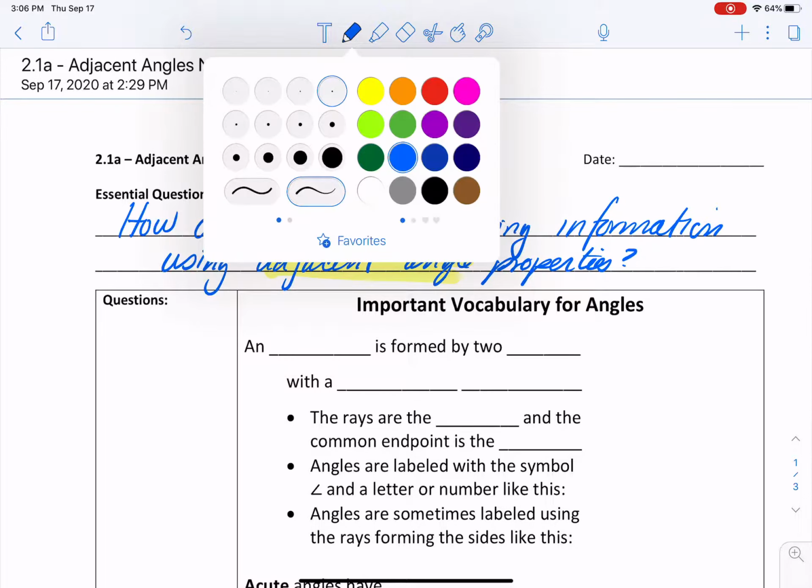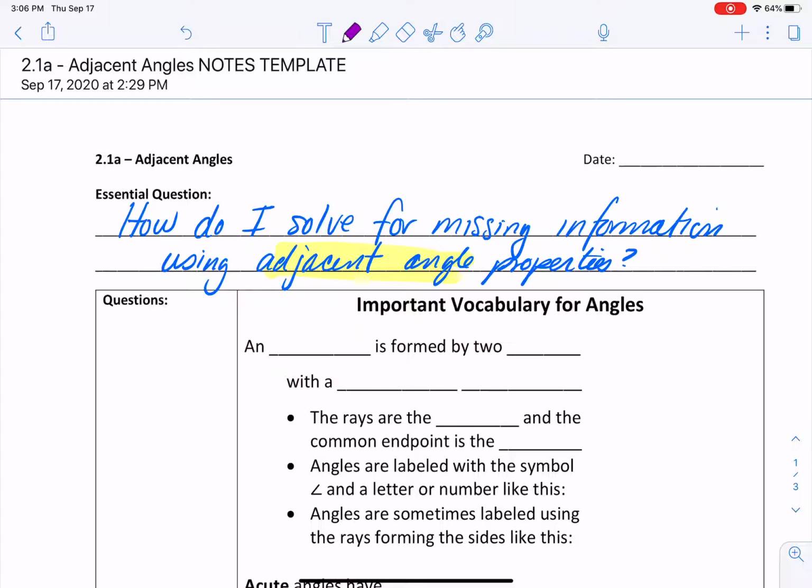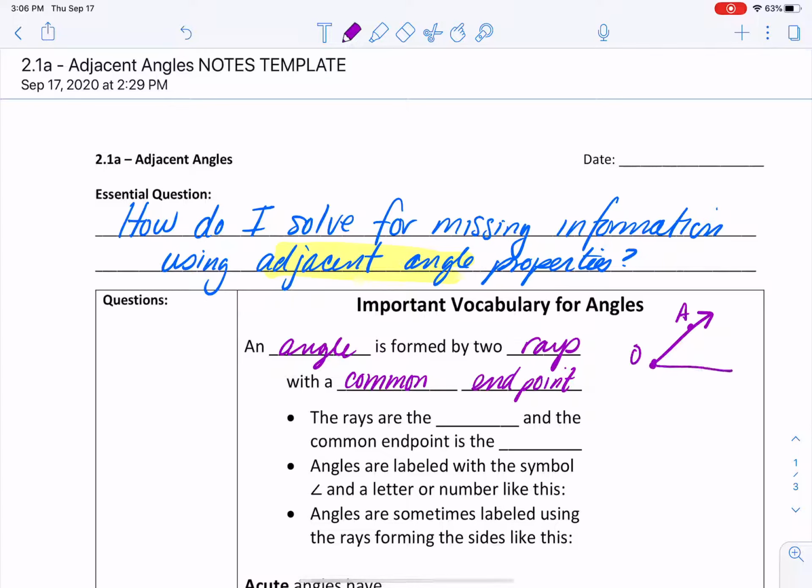So we're going to start with some vocabulary. An angle is formed by two rays with a common endpoint. So a ray looks like that. So OA is a ray. And if OB has the same endpoint, then this is where the angle is.